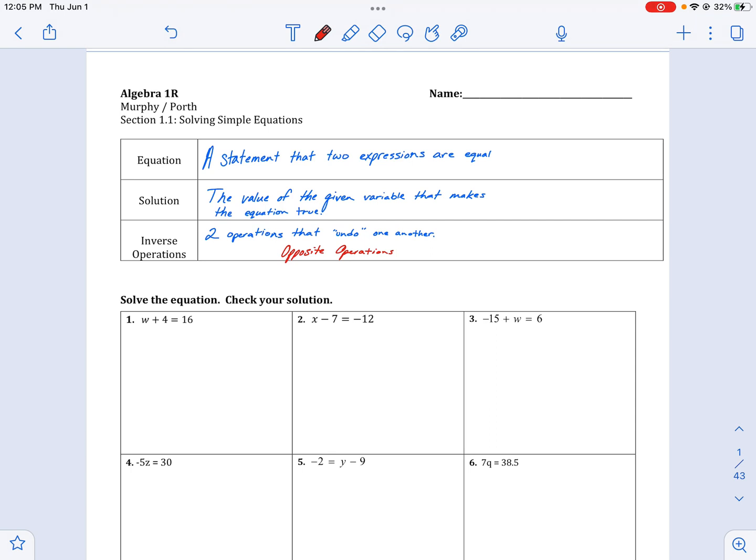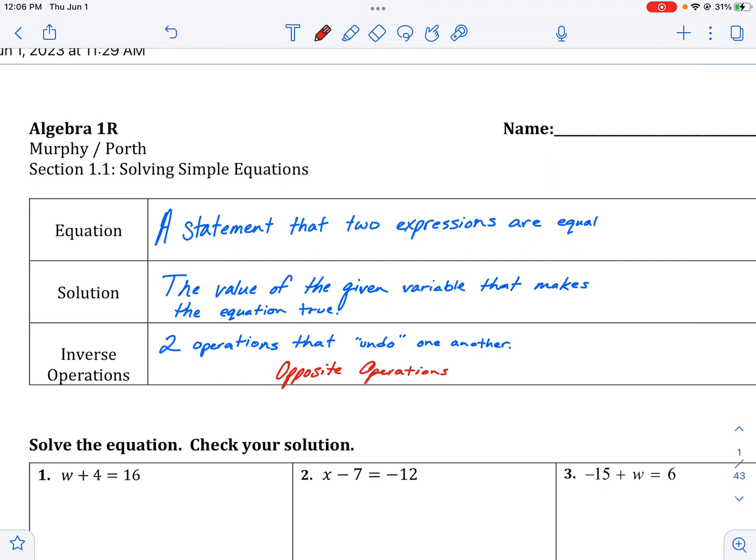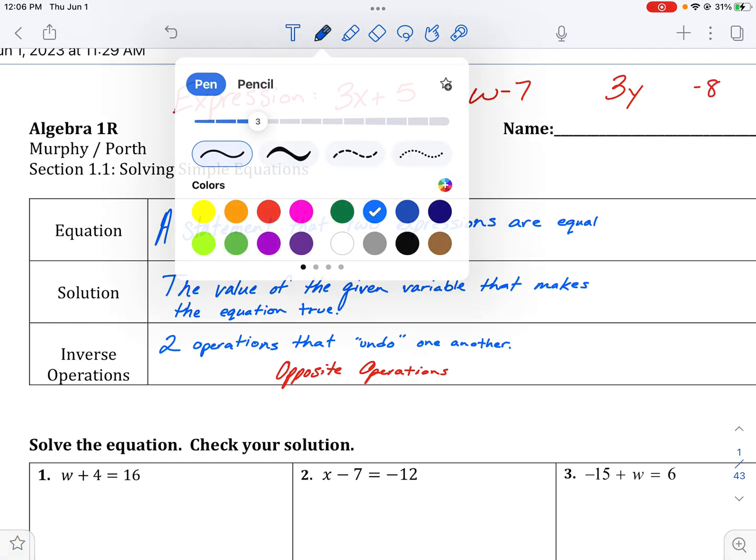In this 1.1 section, we're going to talk about equations, expressions, inverse operations, solutions. So an equation is just a statement that two expressions are equal. So what is an expression? An expression is any combination of numbers and variables. So maybe, for example, an expression would be something like 3x plus 5, or w minus 7, or 3y, or negative 8. Those would all be expressions.